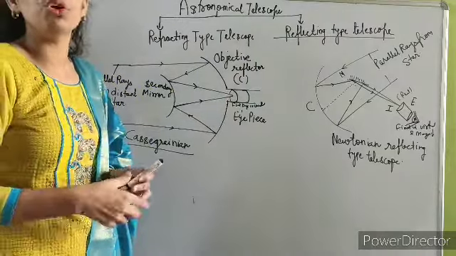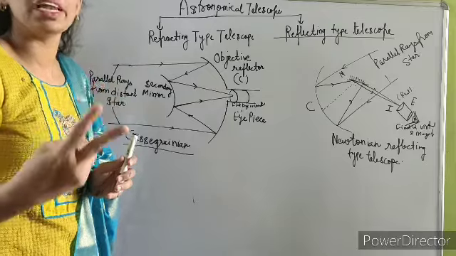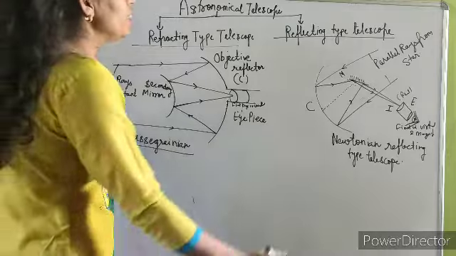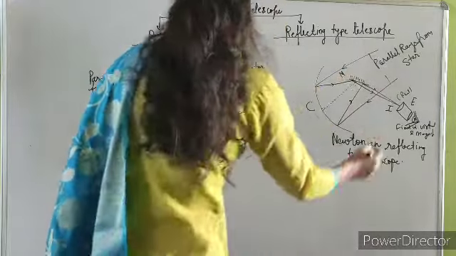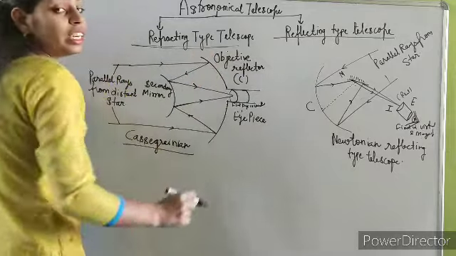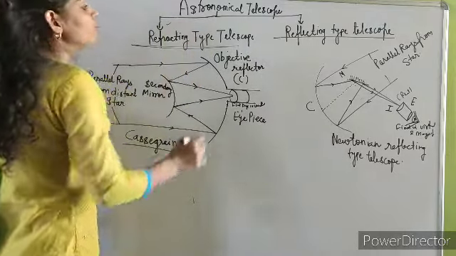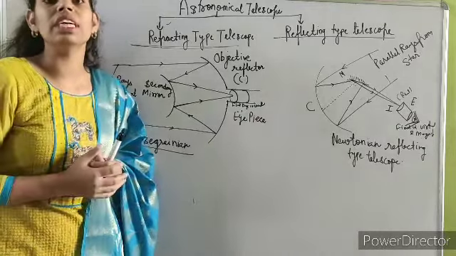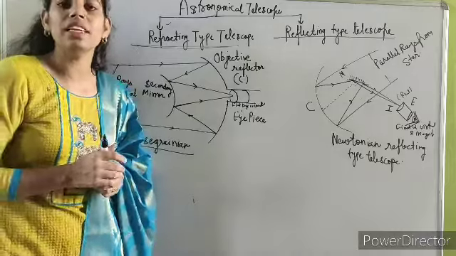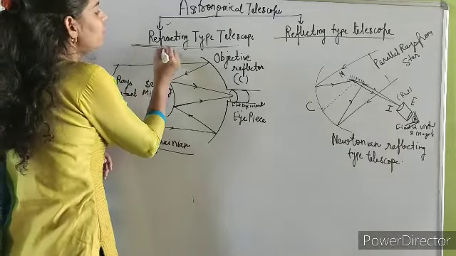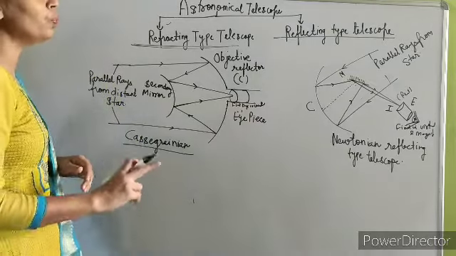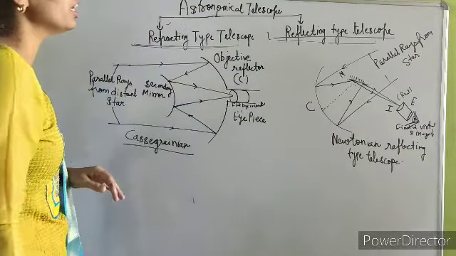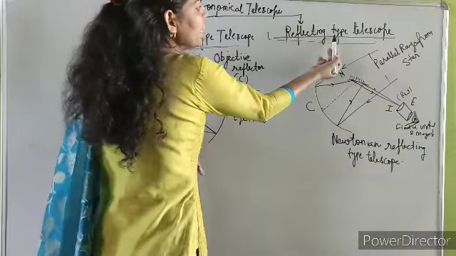Students, I have told you we study two types of astronomical telescopes under the CBSE syllabus. One is the refracting type telescope and the second is the reflecting type telescope. The telescope that we covered yesterday was the refracting type, consisting of two lenses, an objective lens as well as an eyepiece lens. In the next video we will study the reflecting type telescope. So students, today we are understanding the concept of the reflecting type telescope.